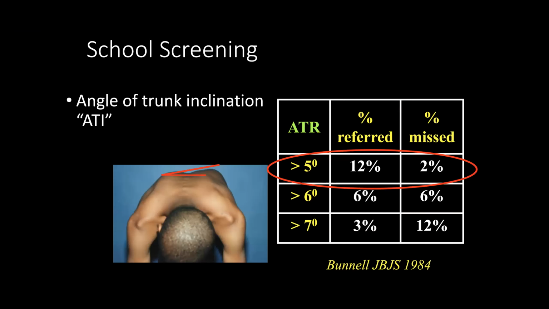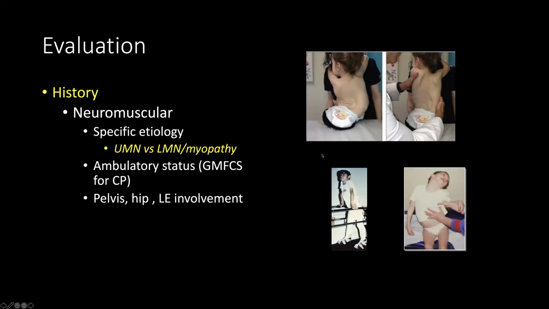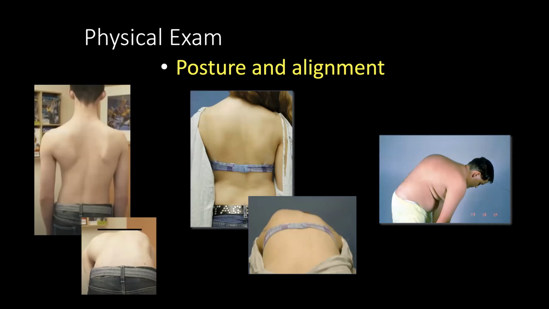And this is what the screeners look for. They're looking for an angle of trunk inclination or rotation of greater than 5 degrees as their cue for referral. A lot of these kids come from sports screening exams. In the neuromuscular population, remember there's a specific etiology, and I'm sure this will be talked about later. We need to know, again, is it upper versus lower motor neuron? What's the ambulatory status? And what's the condition of the pelvis, hips, and lower extremities?